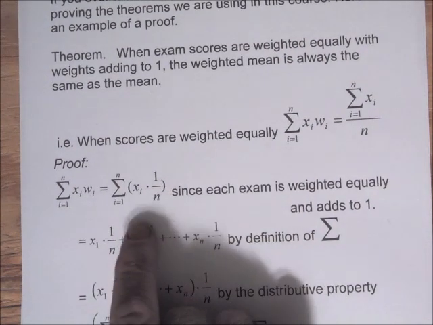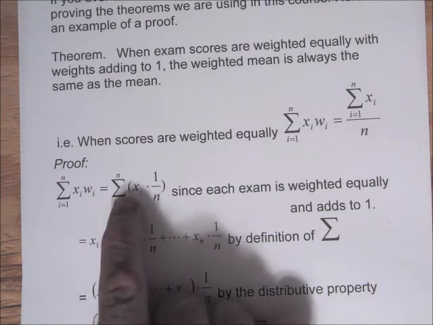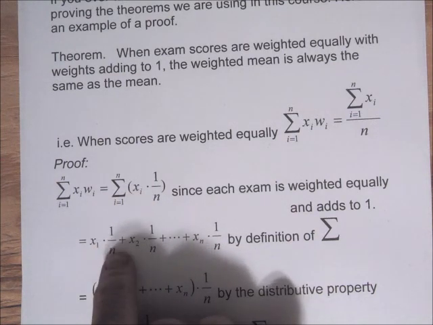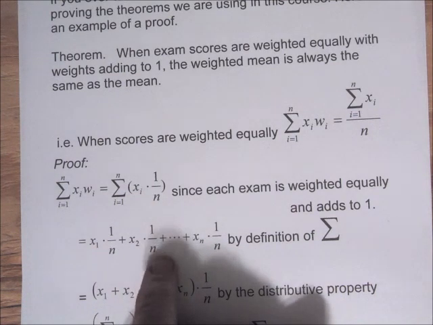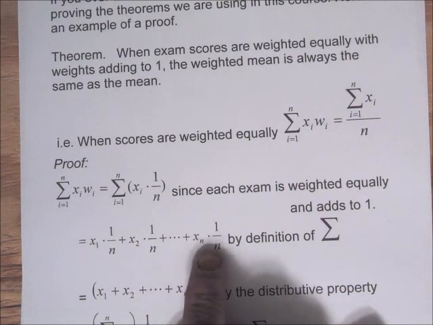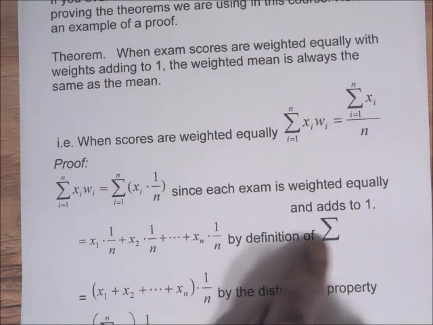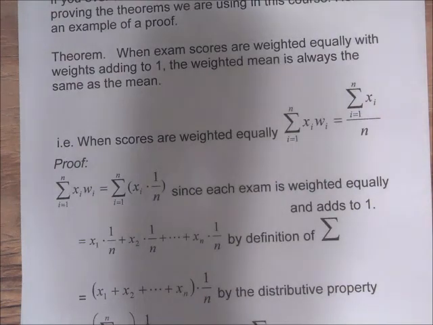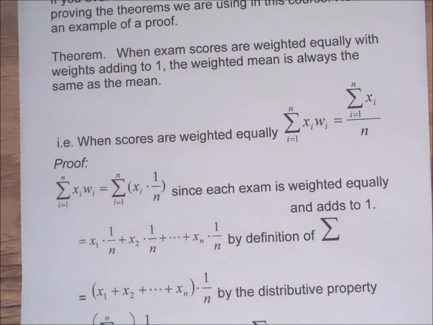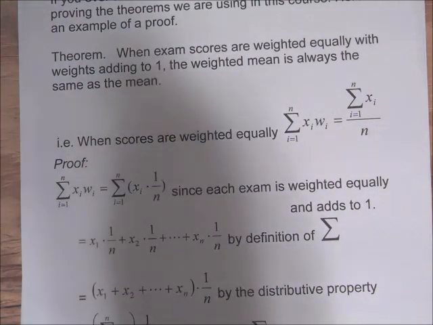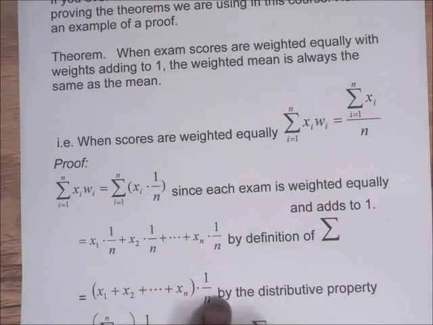So then we can use the definition of sum. What does sum mean? It means the first exam times its weight, plus the second exam times its weight, plus etc., plus the last exam times its weight. That's by definition of sum. The 3 dots mean etc. And then we can use the distributive property. We have a common factor of 1 over n. We can factor that out outside parentheses. So inside parentheses, we have x1 plus x2 plus etc. plus xn, and then outside parentheses, the whole thing is times 1 over n.